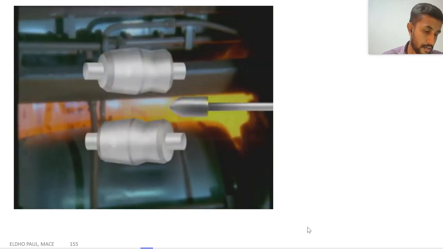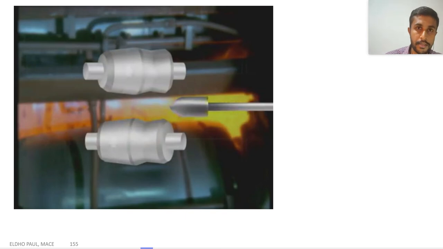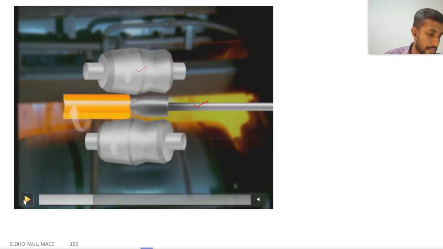So this is the rolling process, and here these are the two rollers used. So skewed rollers are used, and this one is the mandrel. This one is the mandrel, and these are the two rollers used for this process. And this is rotating, and this one is the workpiece.